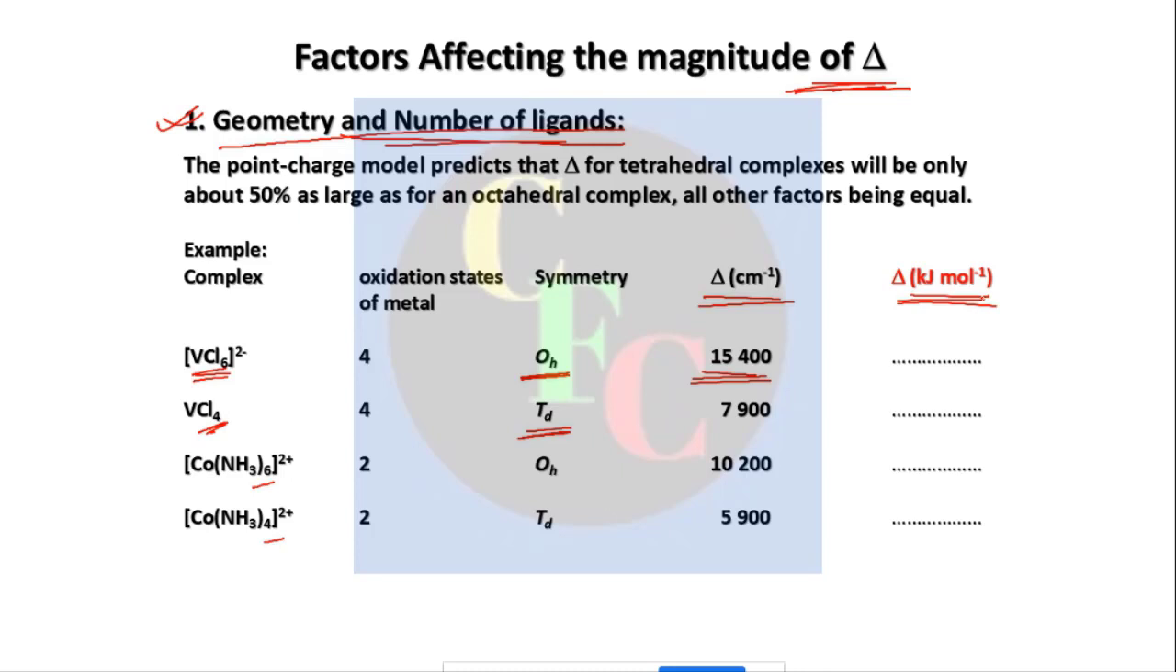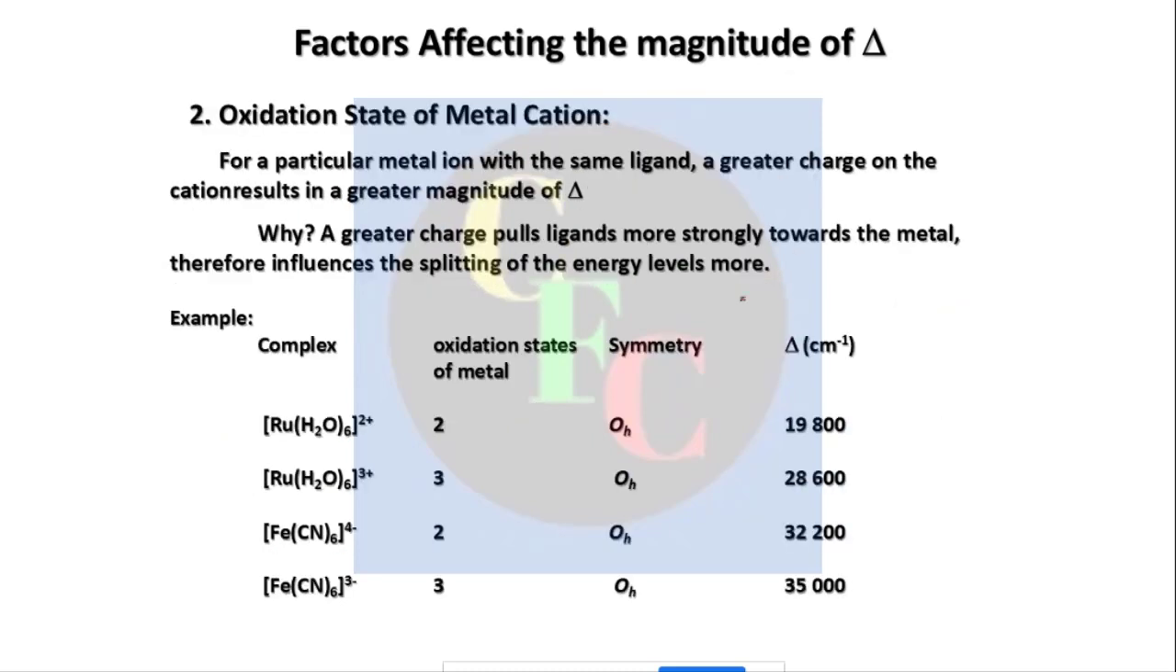Now let's go to the second factor. The first was the geometry and the number of ligands. The second one is the oxidation state of the metal cation. Now we have to keep all the other three things constant. What are the other three things? The metal has to be constant, the ligand has to be constant, and the geometry has to be constant to compare. See the first two: metal same, ruthenium; ligand same, water; geometry same, octahedral. Only what is differing? The oxidation state. Here it is 2, here it is 3.